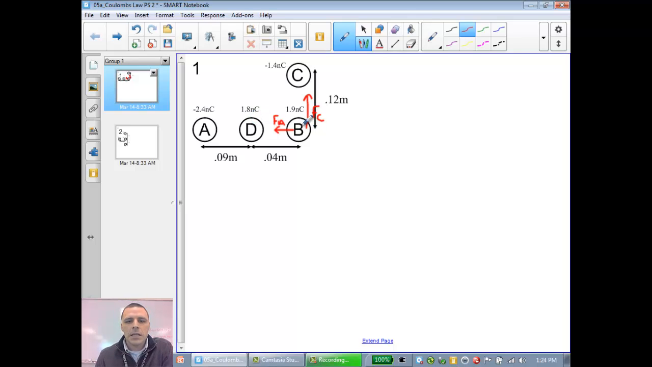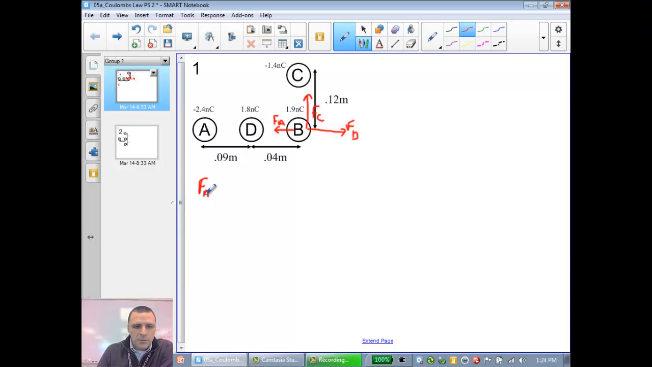And then D and B, the pair: D is positive and B is positive, so D is going to repel B. So we have force D. The next thing I'm going to do is find out what each of these force values are. So let me try to do that work over here.